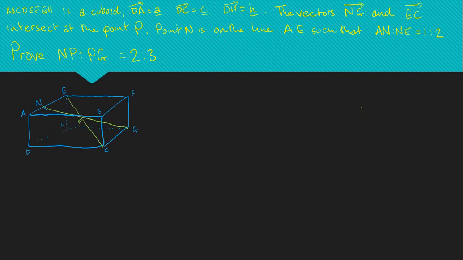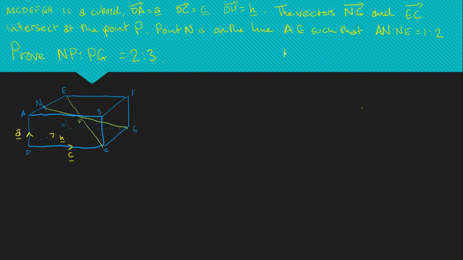Now a bit more challenging is this one. A, B, C, D, E, F, G, H is a cuboid where D to A is the vector A, D to C is the vector C, and D to H is the vector H. Pop those on straight away, it's always a good idea. Now the vectors N to G and E to C intersect at the point P. You can see that N to G and E to C intersect at the point P. Point N is on the line A to E such that A to N to N to E is in the ratio 1 to 2.